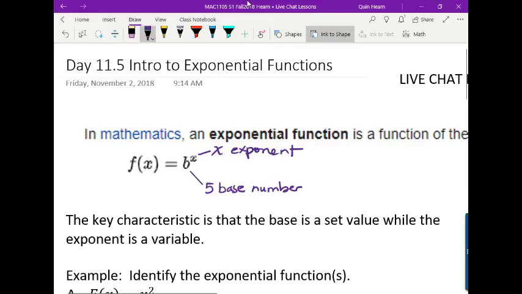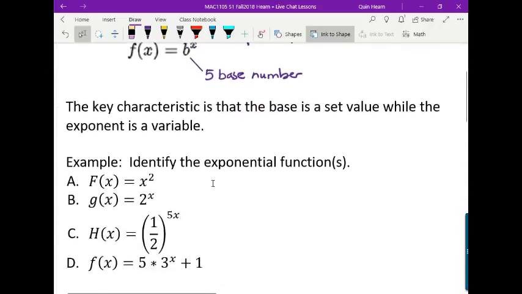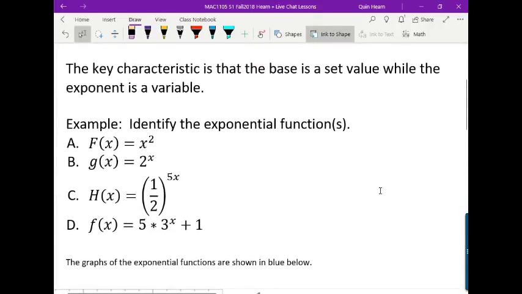Now it might not be that the exponent is just an x. It could be an expression like 3x or 6x or x plus 1, but it's going to vary. So let's look down here at some examples. We're going to identify which of these are exponential functions. And so let's look at part A here.